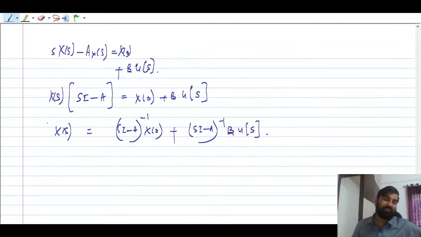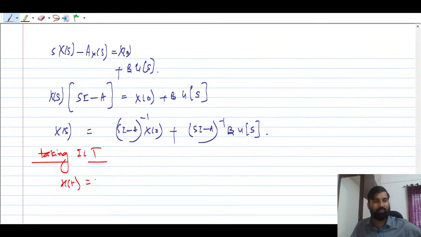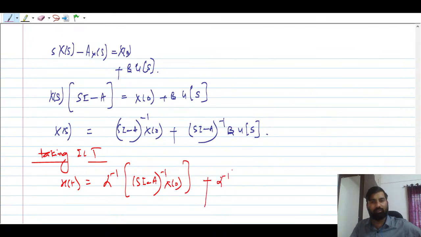Now if you want to get back the time domain equation, you have to take the inverse Laplace transform. So taking the ILT, inverse Laplace transform, it will be x of t. X of t is going to be equal to the inverse Laplace transform of (sI minus A) whole inverse x naught, plus L inverse of (sI minus A) whole inverse B times U(s).